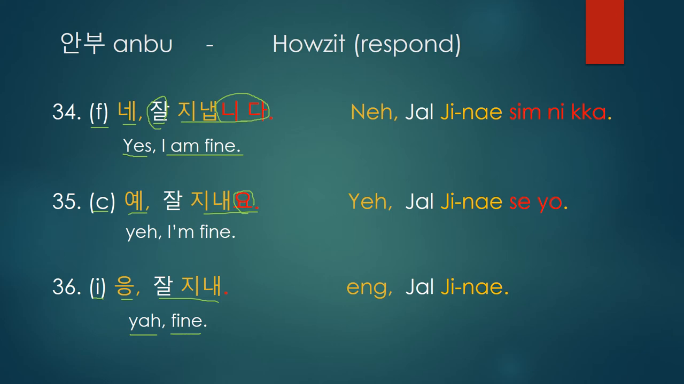Number 35. 잘 지내요? 예, 잘 지내요. Number 36. 잘 지내? 응, 잘 지내. In the Korean accent, when you ask something, it ends with a high tone. 잘 지내십니까? 잘 지내니? 잘 지내요? But the declarative sentence ends with the accent coming down. 잘 지냅니다. 예, 잘 지내요. 잘 지내. Okay, now turn to the next page.